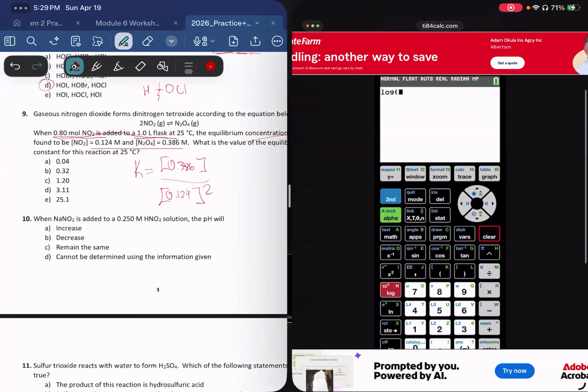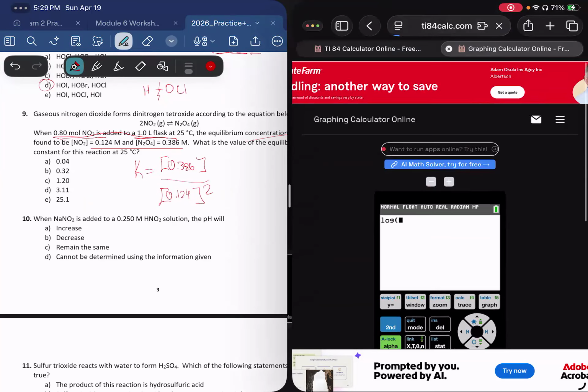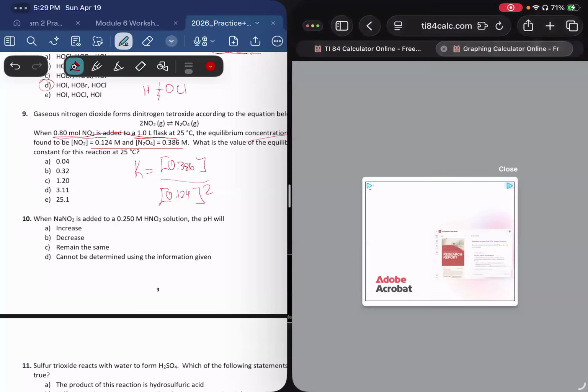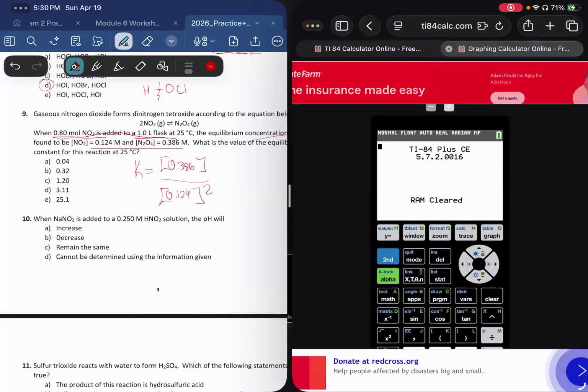Is this working? Do I need to reload? I need to reload. Okay. No, don't go over there. I hate these ads.